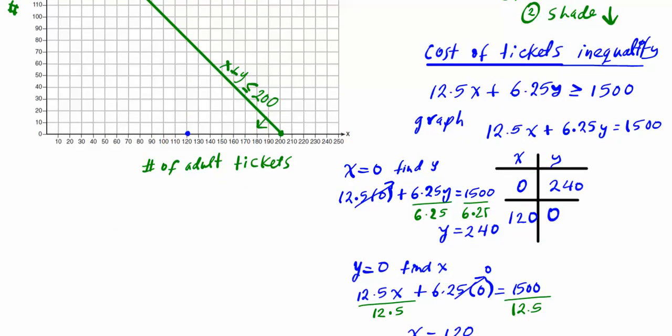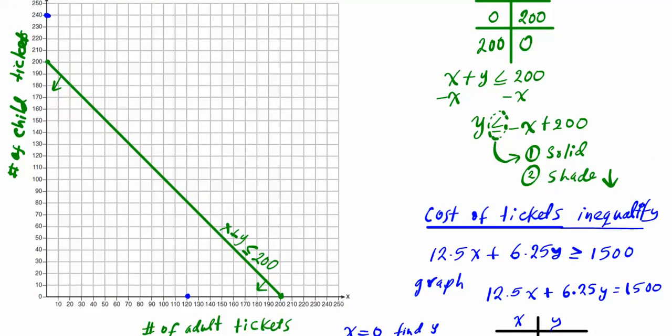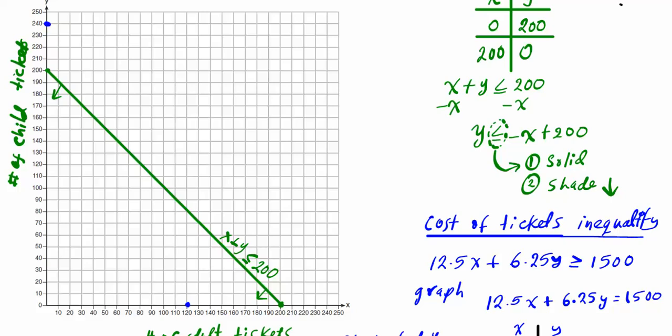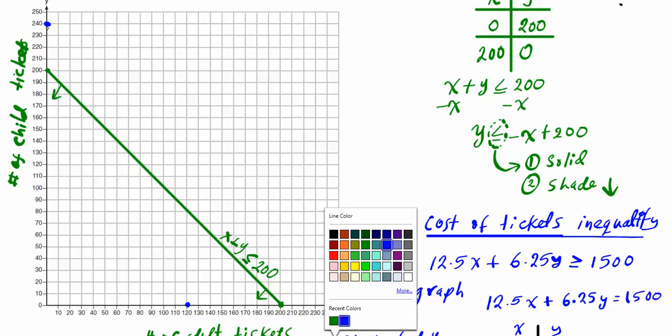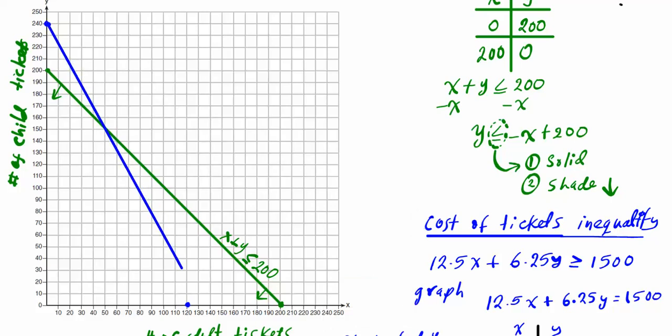Okay, so let's go and draw our line. We have a nice little blue line through those points that we graphed. This line and anything above define the inequality for the cost of the tickets. Okay, so arrow pointing up.